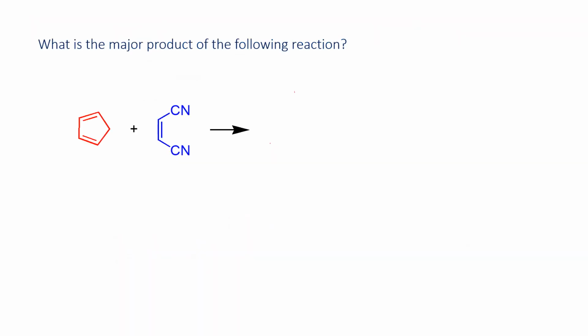You could ask a question like this: what is the major product of the following reaction? Now realize that we have a cyclic diene with this dienophile with electron-withdrawing groups attached, and so we will create a species with a bridgehead. This is this compound. Note that the nitrile groups are in an endo position.